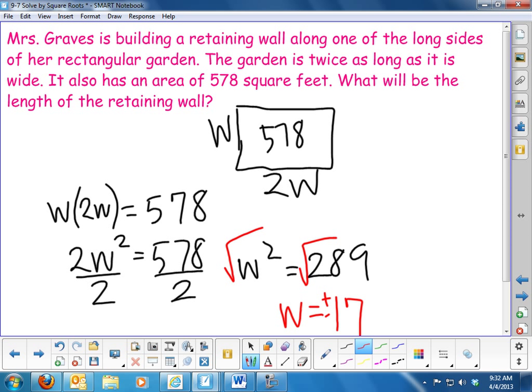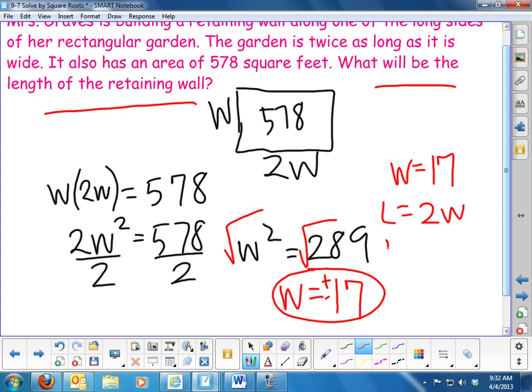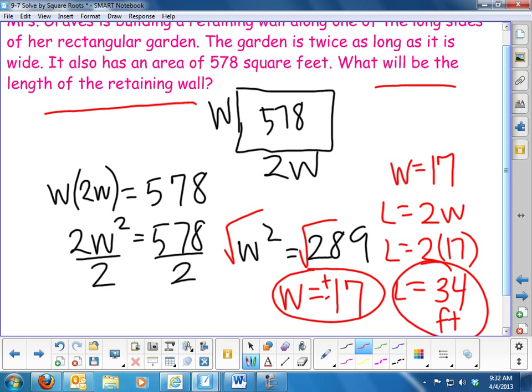Okay? Now, does it make sense to have a width of negative 17? Can you have a negative width in a garden retaining wall? Absolutely not. So even though these are my solutions, because this problem now has meaning, it has a word problem associated with it, something that we know cannot be a negative value, I know that the width has to be my positive 17 answer. But when I go back to the question, it says, what will the length be? The length was twice the width. So my length equals 2 times 17, which is 34 feet. So there's an application problem to solving using square roots.